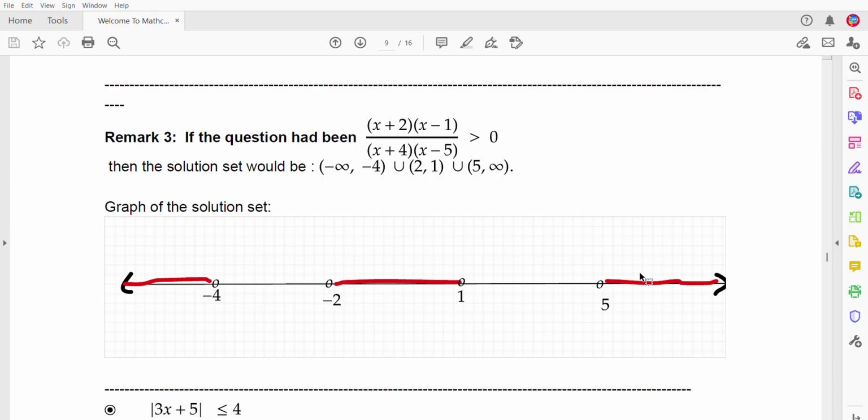Okay, so that is your solution set, and that's your graph. Same fraction greater than 0. Because it is greater than 0, none of the endpoints are included. All you want are positive quantities. Okay, let's continue in the next video.